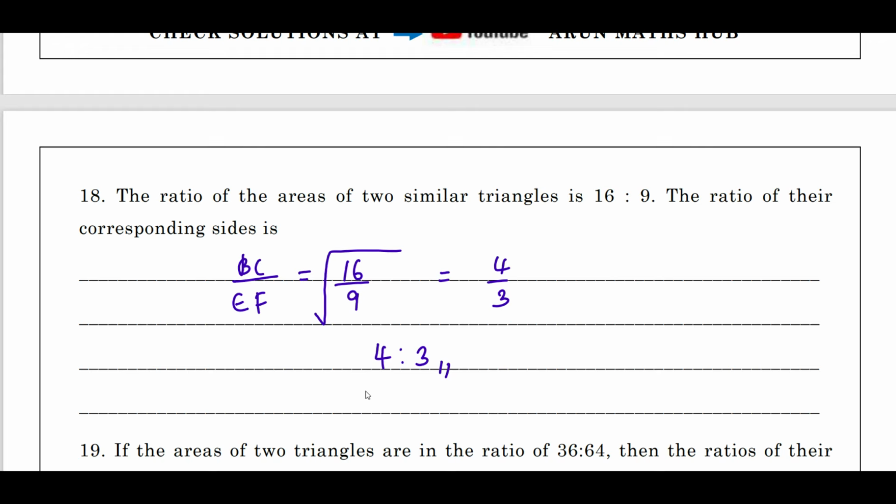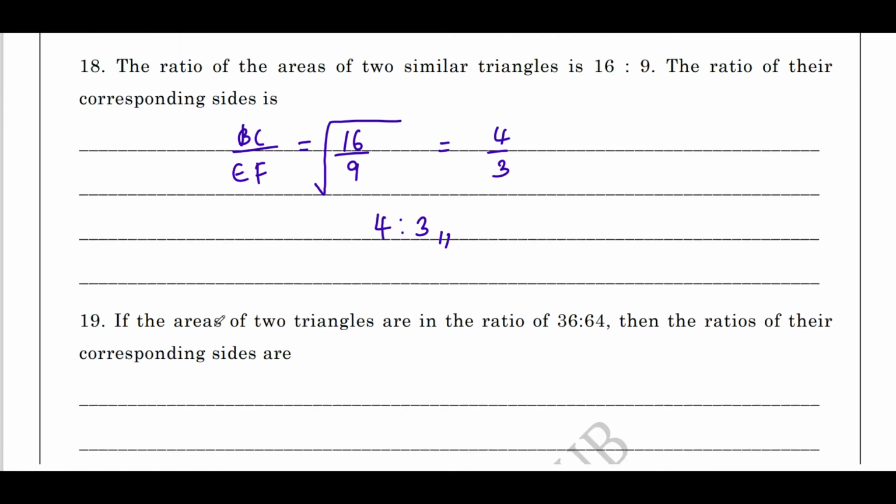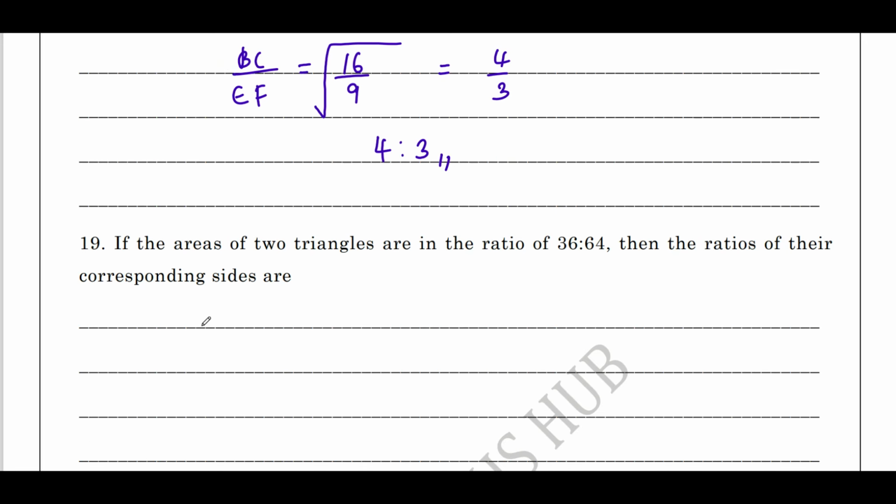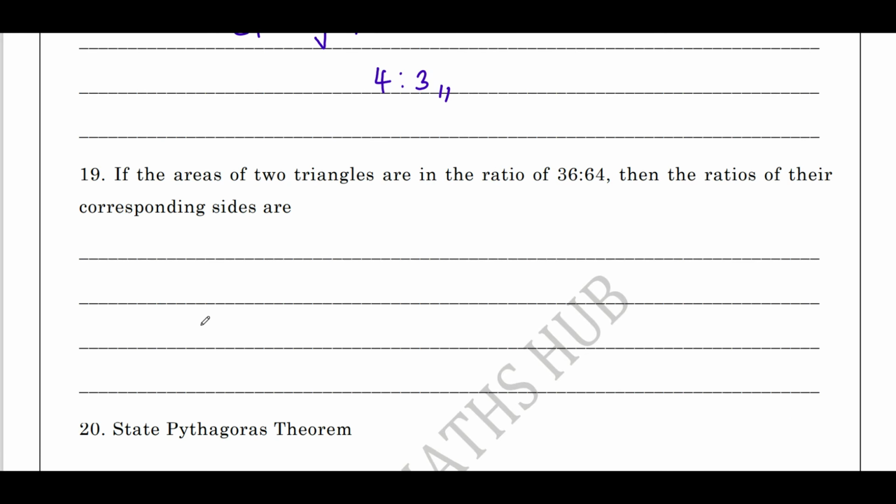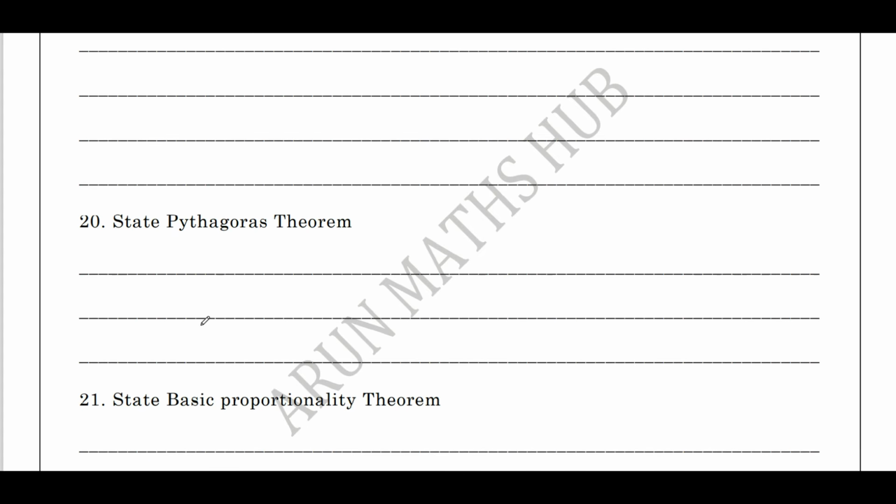When you need to find out the ratio of areas of similar triangles, you need to square the ratio of the corresponding sides. So if the areas of two similar triangles are in the ratio 36:64, then the ratio of the corresponding sides, just take the square root of 36:64, we get 6/8. That is the ratio of the corresponding sides.